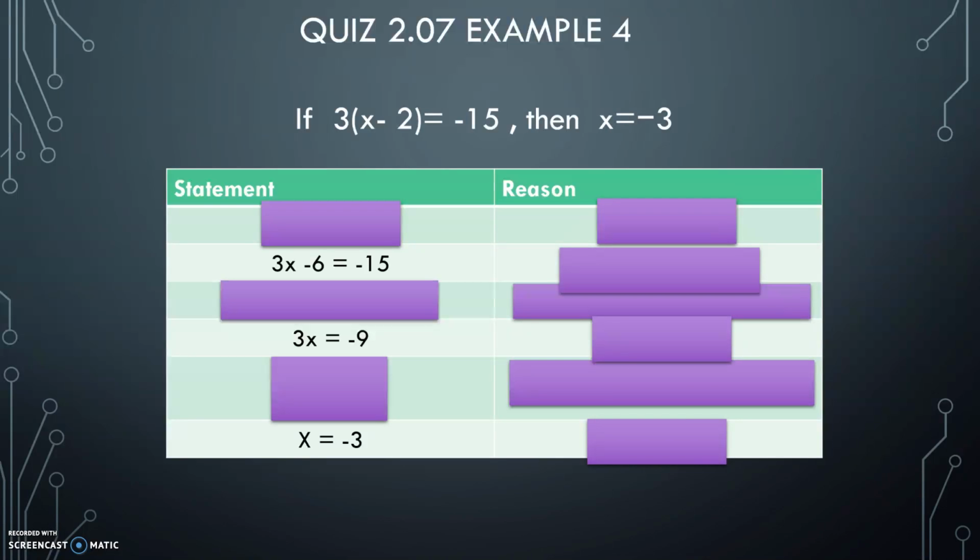Alright, quiz 2.07, example 4. We have if 3 times x minus 2 equals negative 15, then x equals negative 3. So we're going to fill in this proof. So the first part of our proof is always this if in an algebraic proof. So that should be that exactly. And that is our given.